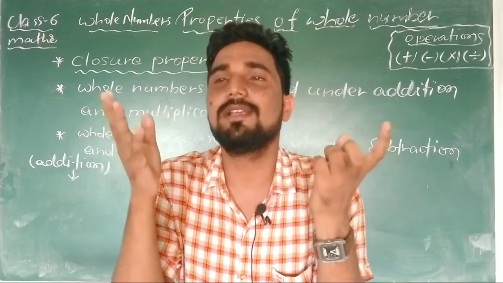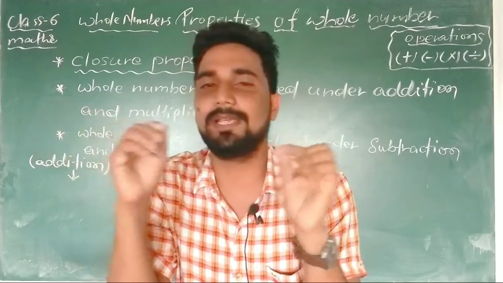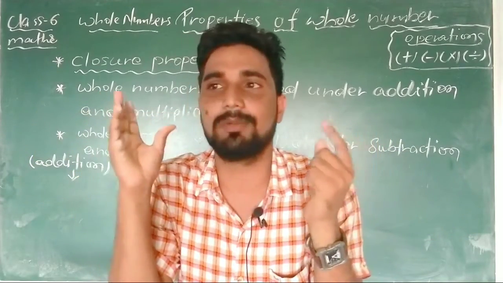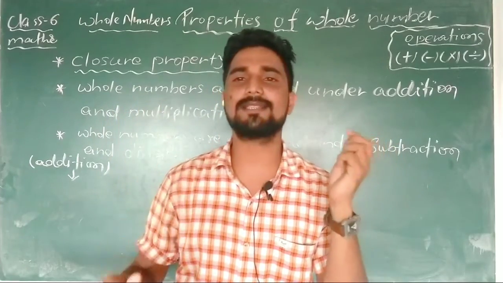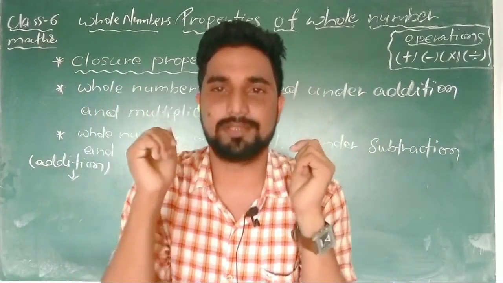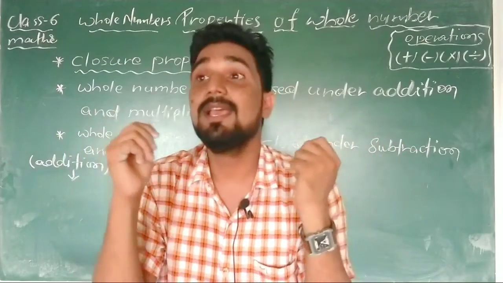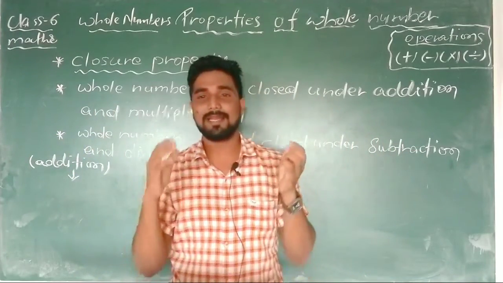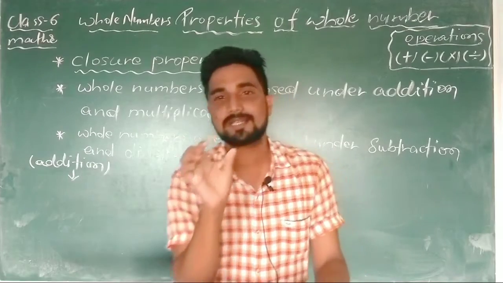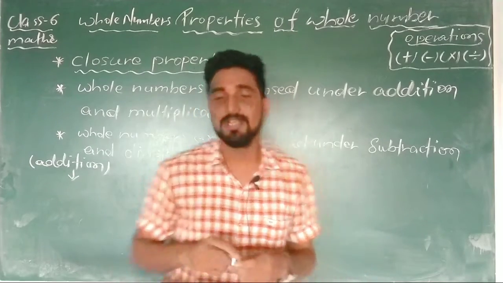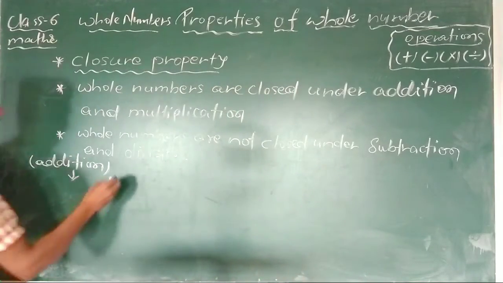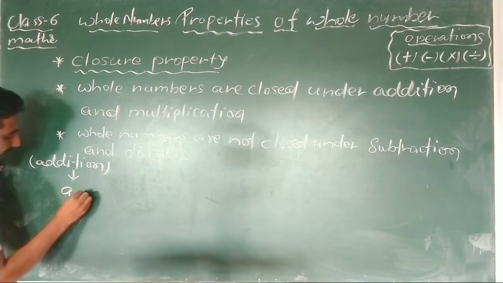Suppose I have taken A and another I have taken B. A is a whole number, B is a whole number, and the property says you add these 2 whole numbers together. I have added A and B, thereafter the result will be A plus B, and it is said that after adding these 2 whole numbers, the answer that comes should also be a whole number. So let me write the property first. Let any 2 whole numbers be A and B.